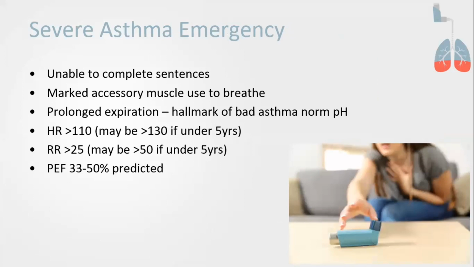Respiratory rate will be over 25. If it's a child under the age of 5, over 50, because children have a higher normal respiratory rate as well. And the peak flow reading will be 33 to 50% of the predicted. So that's based on the previous peak flow readings that they've done, which is important to take note of.